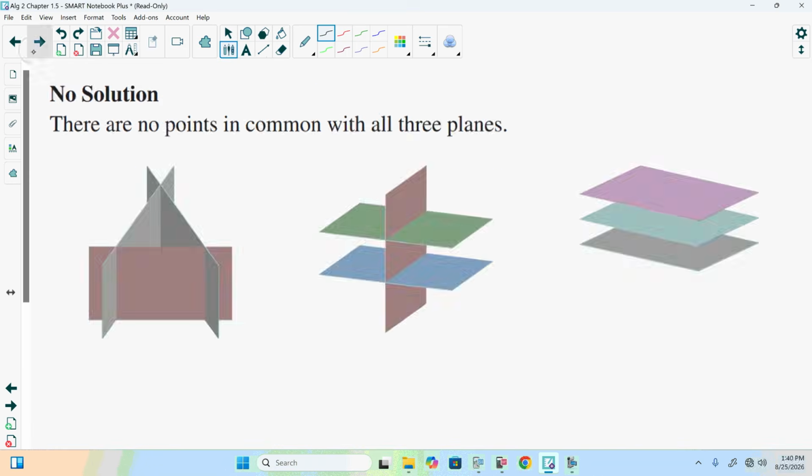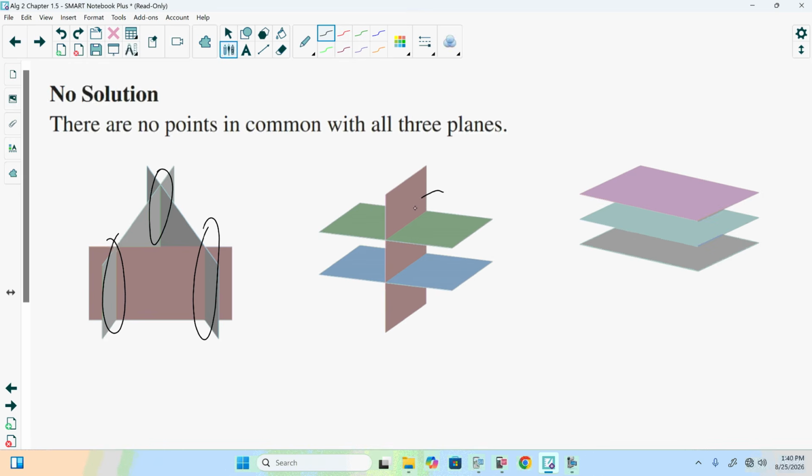And the last type that we have is no solution. There is no point that all 3 planes cross, or a point or line that will be true for all 3. Because for this first one here, at these 3 intersections, 2 of the planes, 2 of the solutions would have a point that's true. But because it's not true for all 3, it is no solution.